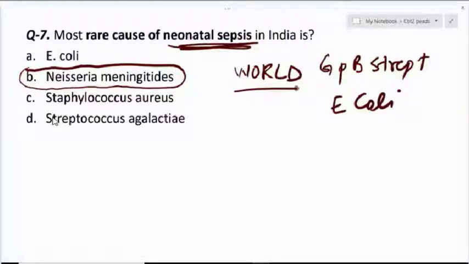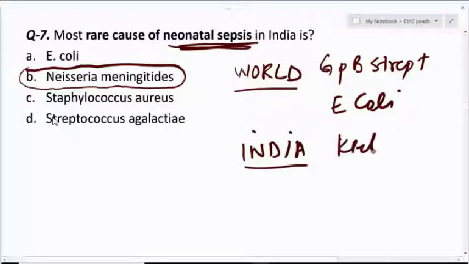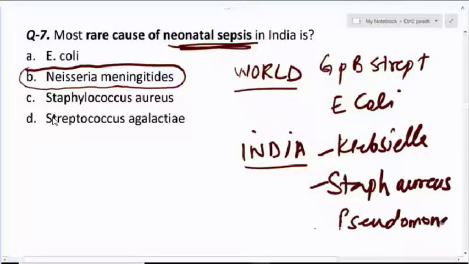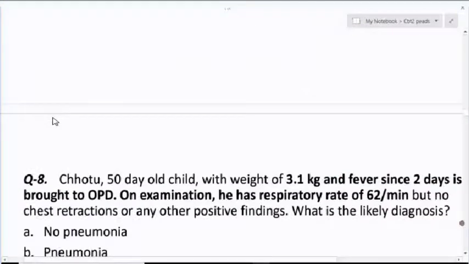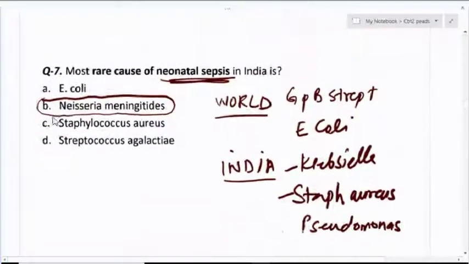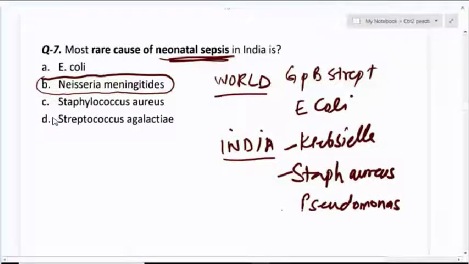The most common cause of sepsis in India is Klebsiella followed by Staph aureus. This has been seen in a very big study done by All India Institute, followed by Pseudomonas. So remember, Klebsiella followed by Staph aureus followed by Pseudomonas. This is very important, and it comes in every All India exam of yours.